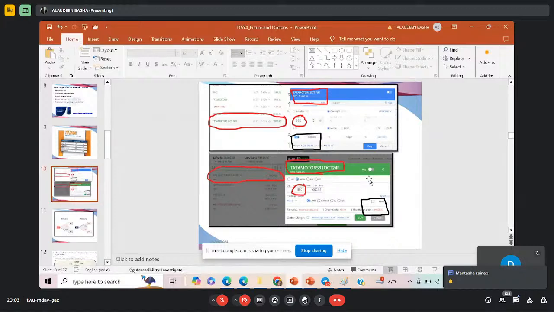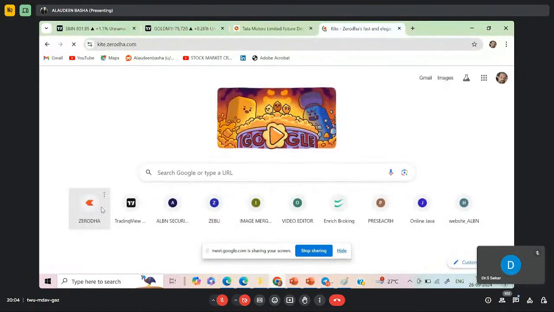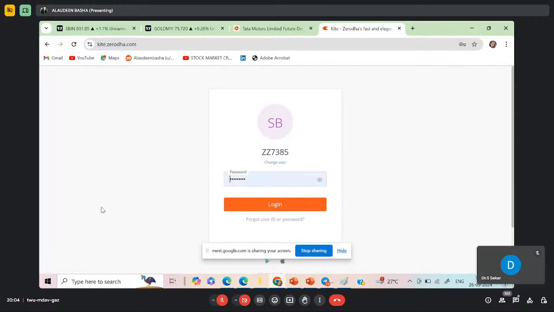If you're going to order futures with any brokerage, the margin will differ from one brokerage to another brokerage. Let me explain with one example. I'm going with Zerodha because I have an account in Zerodha. I'm not recommending Zerodha.